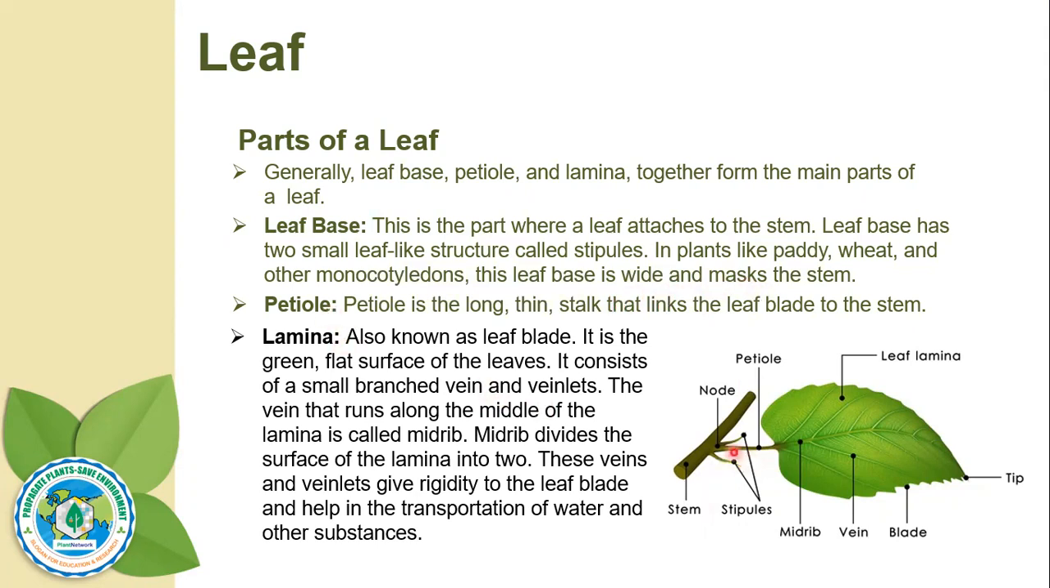Then the petiole. The petiole is the long, thin stalk that links the leaf blade to the stem. The lamina, also known as the leaf blade, is the green, flat surface of the leaf. It consists of small branches, veins, and veinlets. The vein that runs along the middle of the lamina is called the midrib. The midrib divides the surface of the lamina into two. These veins and veinlets give rigidity to the leaf blade and help in the transportation of water and other substances.